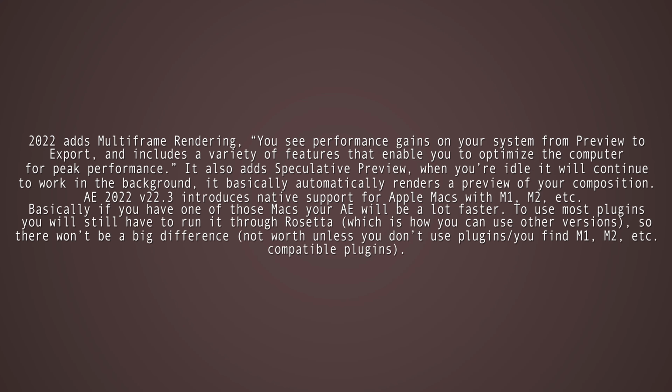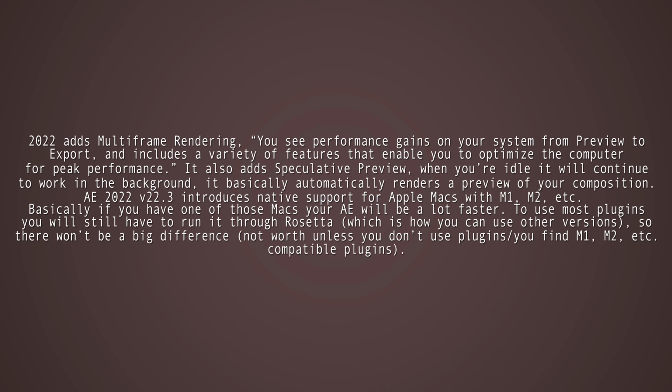AE 2022 adds multi-frame rendering. You see performance gains on your system from preview to export, and it includes a variety of features that enable you to optimize the computer for peak performance. It also adds speculative preview. When you're idle, it will continue to work in the background. It basically automatically renders a preview of your composition.